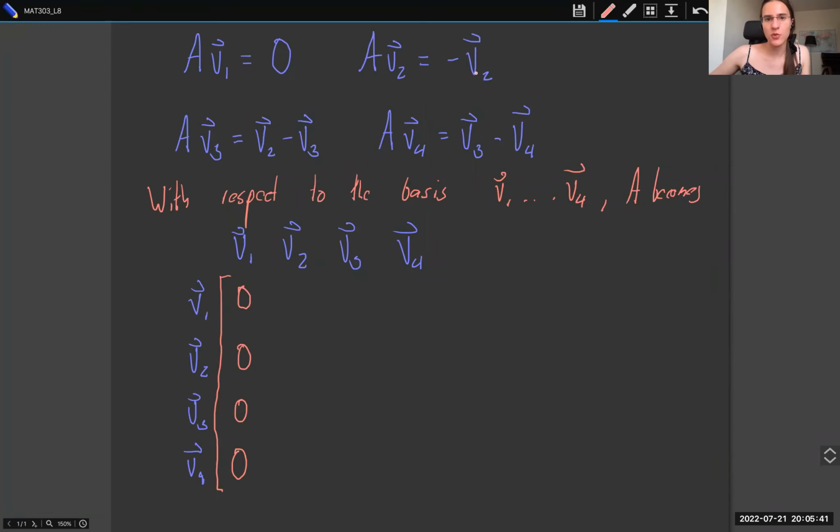Well, what is A of V2? A of V2 is minus V2. So it is 0 V1, minus 1 V2, 0 V3, and 0 V4. That's exactly this equation. What is A of V3? A of V3 is V2 minus V3, and then 0, and then 0 here. And A of V4 is V3 minus V4.